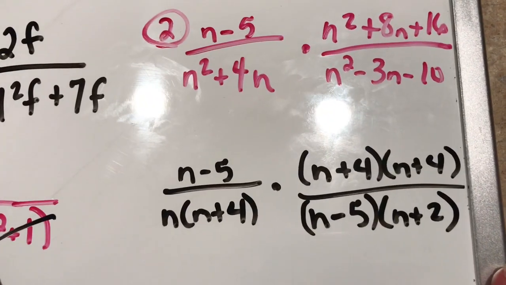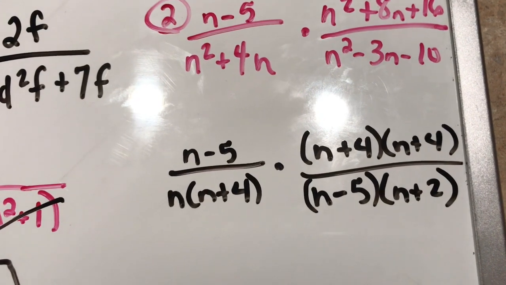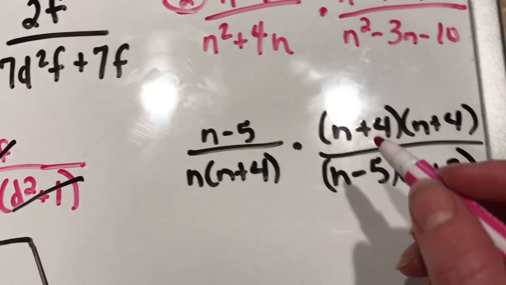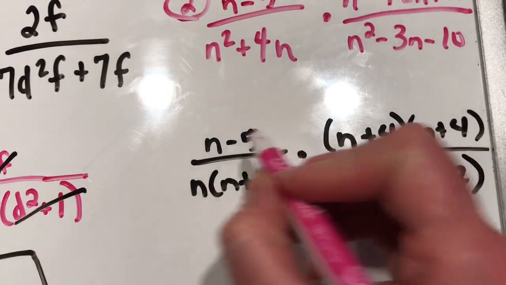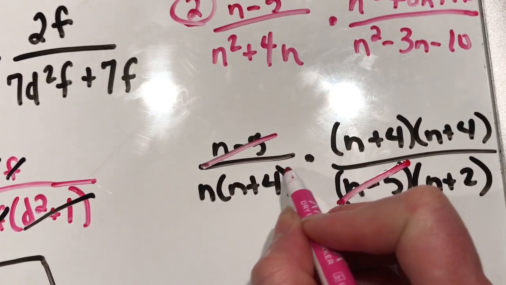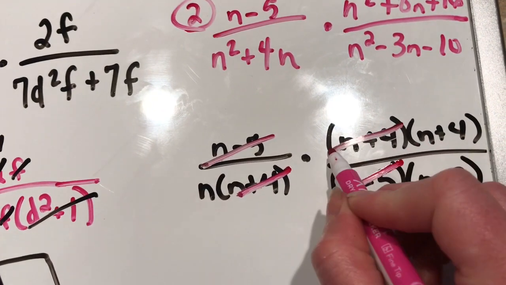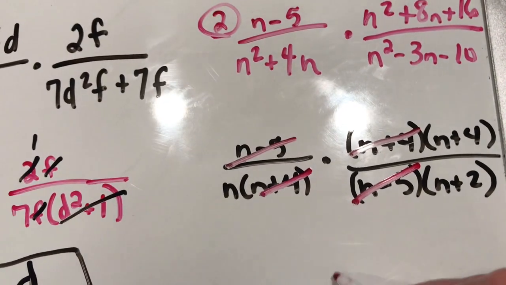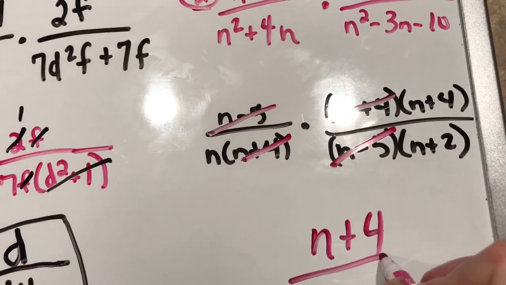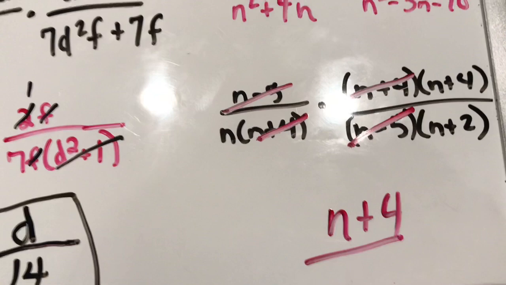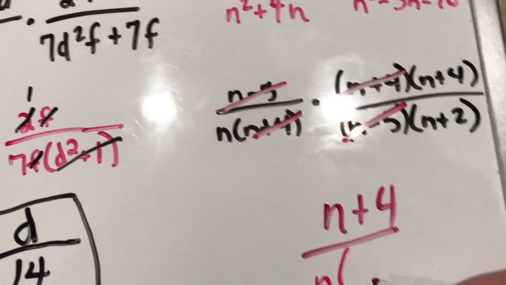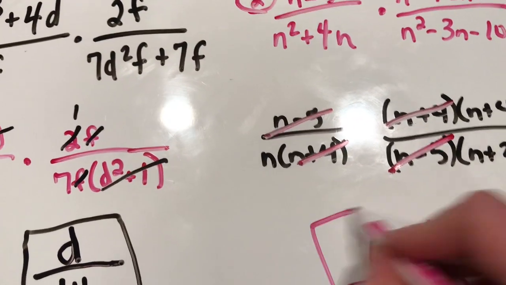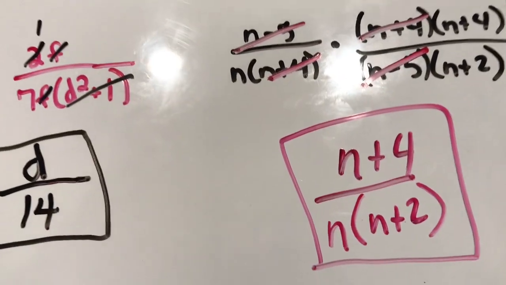Okay, now let's look at this one. Okay, this one is factored already, but let's see what we can cross out. This one isn't quite as satisfying because you don't get to cross as much out. But we've got an n minus 5 over here and an n minus 5 up here. We've got an n plus 4 here and an n plus 4 here. So on the top of this one, we get n plus 4. And on the bottom, we have an n and an n plus 2. So that's what I'm going to write: n times n plus 2. And that's my final answer. Good job, guys.